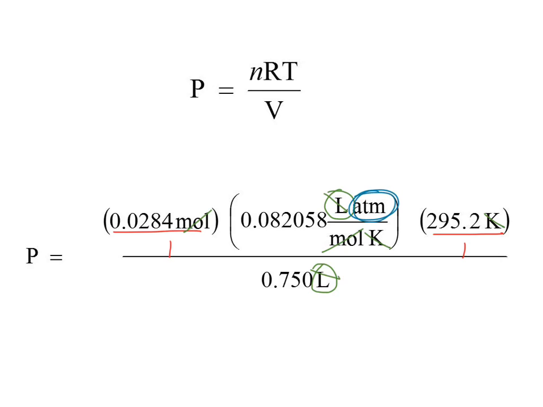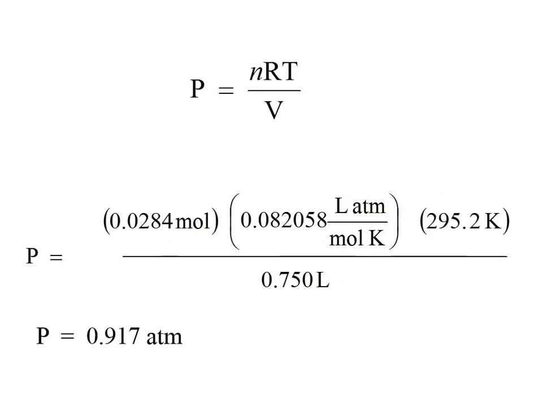So when we go to write our answer, it looks to me like we have 3 sig figs there. We actually have 5 sig figs in the value of R we're using, 4 sig figs in the temperature, again 3 sig figs in the volume, so it looks like 3 sig figs. Did you get 0.917 atmospheres?